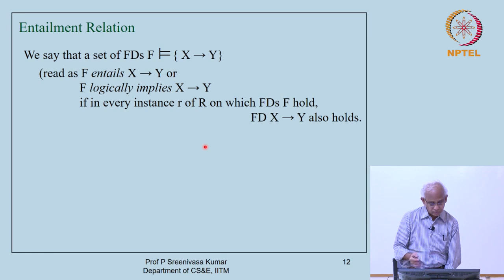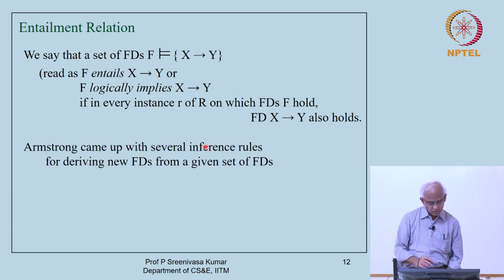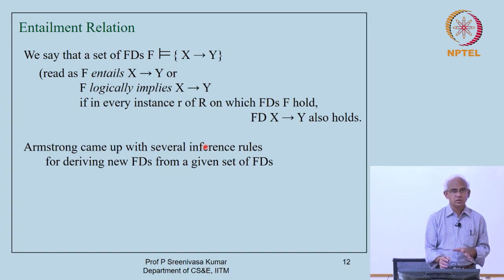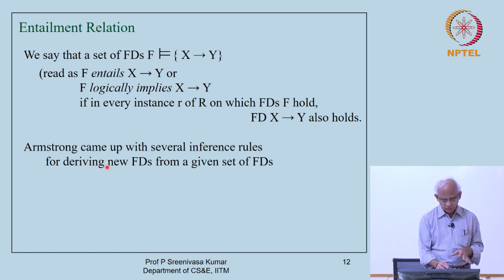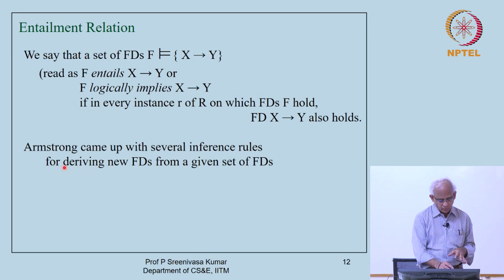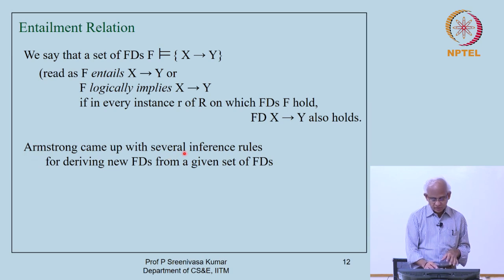So, are there more such things? There was a researcher by the name of Armstrong who investigated this issue early on, when the relational theory was getting developed in the 80s, 90s. He came up with several inference rules for deriving new functional dependencies from a given set of functional dependencies. Okay. So, we will study them.